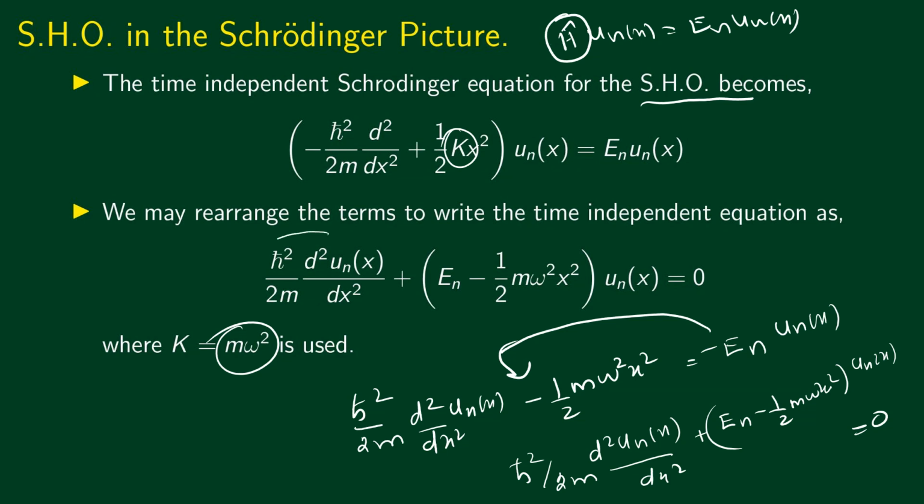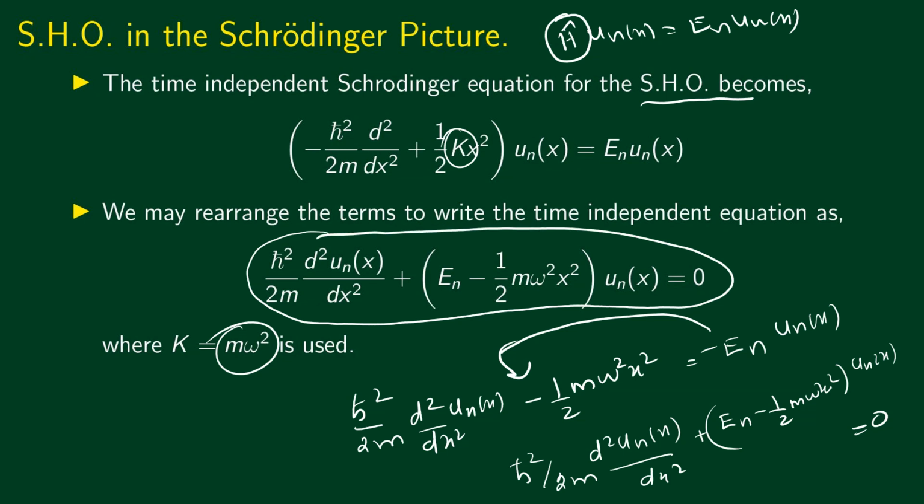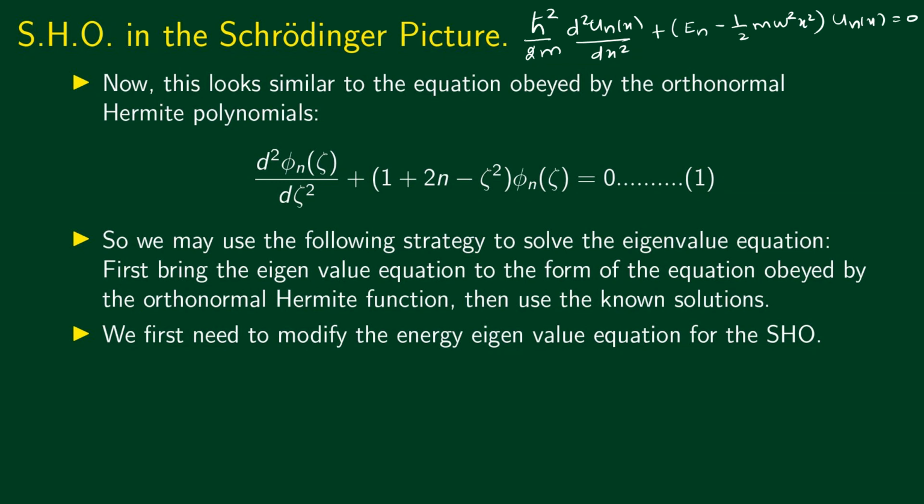Now this is the time independent Schrodinger equation that we need to solve. So this is a differential equation of u_n of x. We have to solve this to get u_n of x. Well, not just the eigenfunctions, also the eigenvalues. So we can find both the eigenfunctions and eigenvalues by solving this equation. This is the equation that we ended up with.